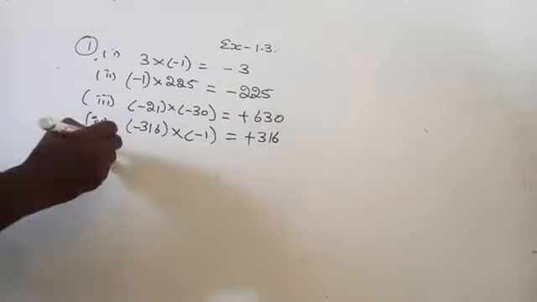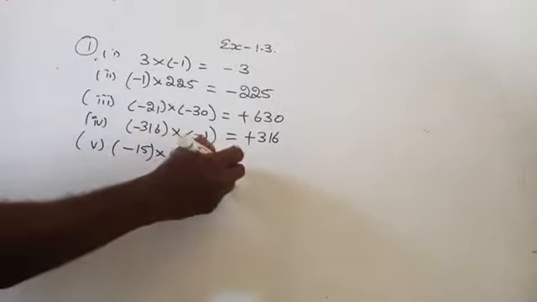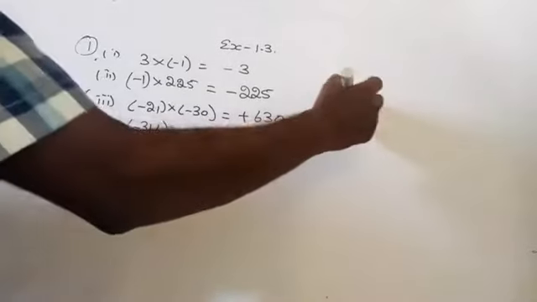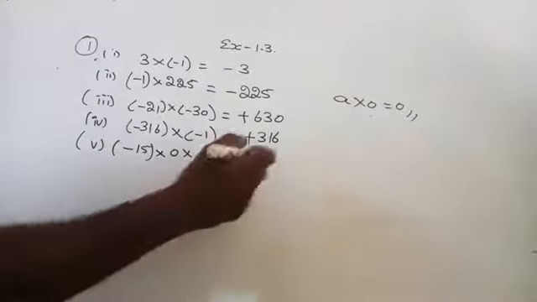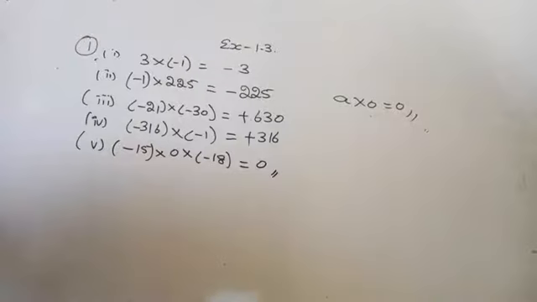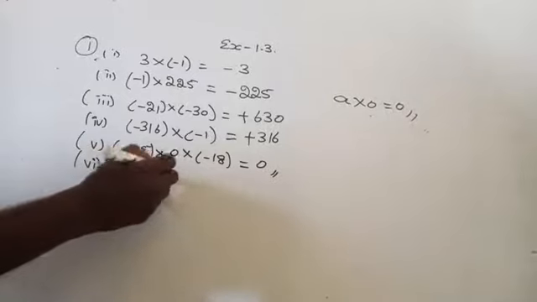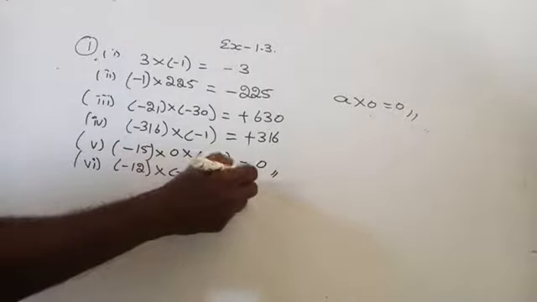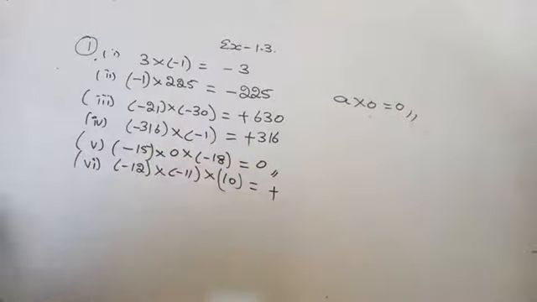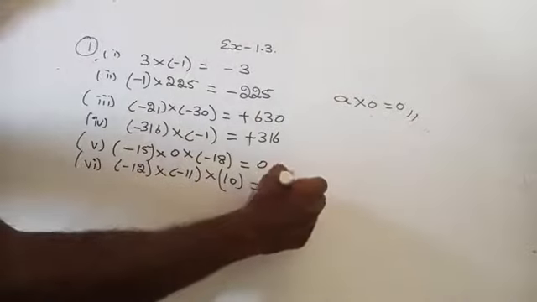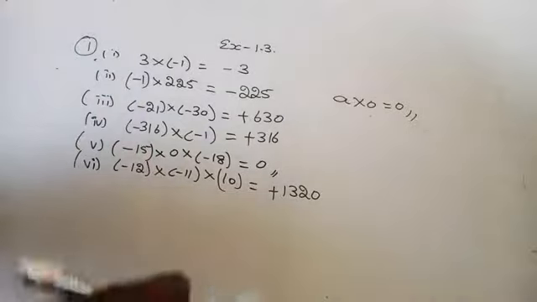Now the fifth part, minus 15 into 0 into minus 18. We already know that if any number is multiplied with 0, then the result is 0. Here 0 is multiplied with any number, so don't worry, it is always 0. Am I right, sir? Yes. Then the next part, minus 12 into minus 11 into 10. Minus into minus is plus, 12 into 11 is 132. 132 into 10 is 1320.